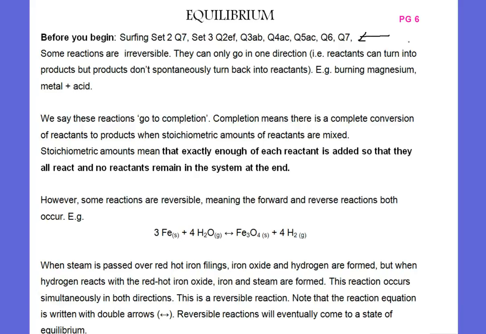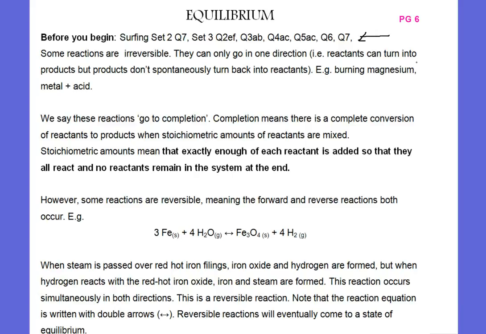The key idea of equilibrium is that some reactions are irreversible. There are some reactions that aren't in equilibrium. They go in one direction. The reactants react, form the products, and that's it. Some examples are burning magnesium and metal plus acid reactions. Also, as we're going to see in a second, one example is strong acid ionizations.